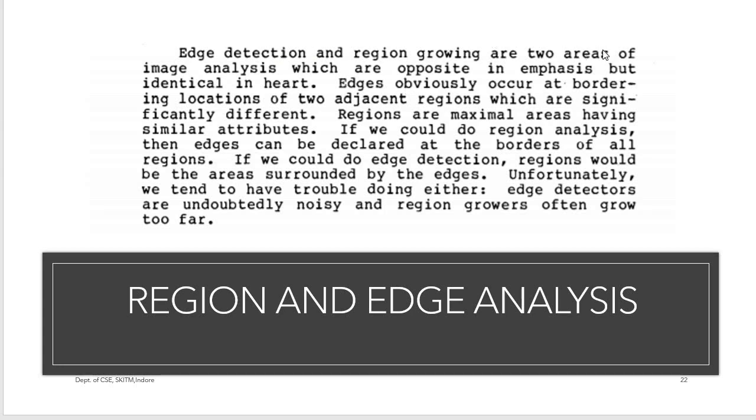So edge detection and region growing are the two areas of image analysis which are opposite in emphasis but identical at heart. They are opposite, but their fundamental phenomena are quite identical in terms of image processing. Edges obviously occur at the boundary location. Suppose we have an image, then the boundary, a white colored boundary, is visible. This is the edge. So edges obviously occur at the boundary location of two adjacent regions which are significantly different.